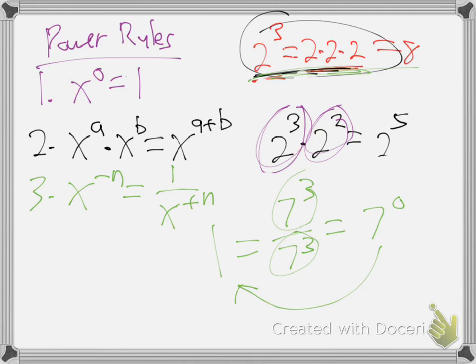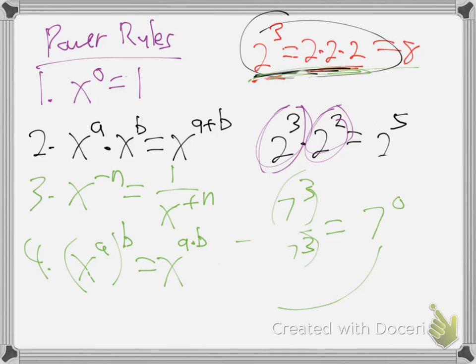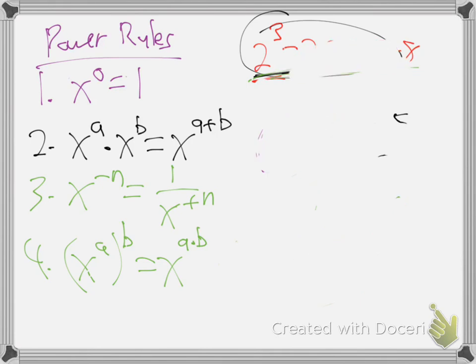I think I put them in a different order, but there they are. One more. Which one am I missing? Oh, yeah. Last one. X to the A to the B. So if you have X to the A to the B like that, they multiply. So there's the rules that you'll need to remember from algebra. And we'll be using a lot of these rules today. All right, let's get back to it.